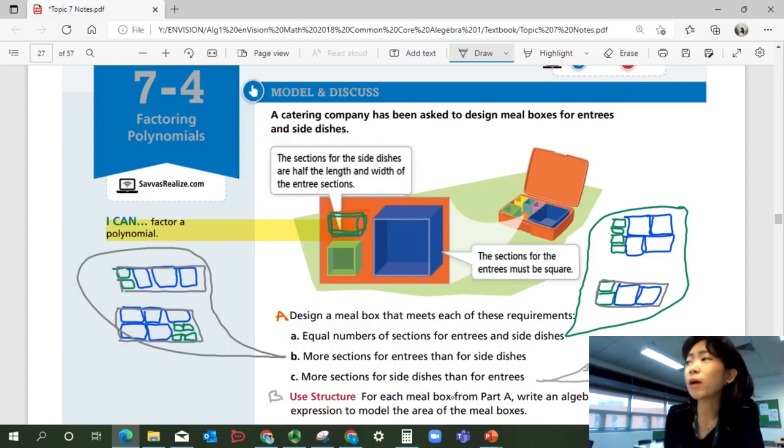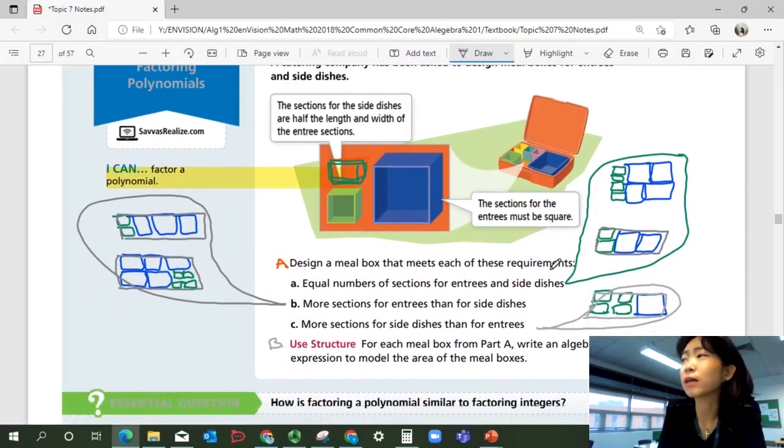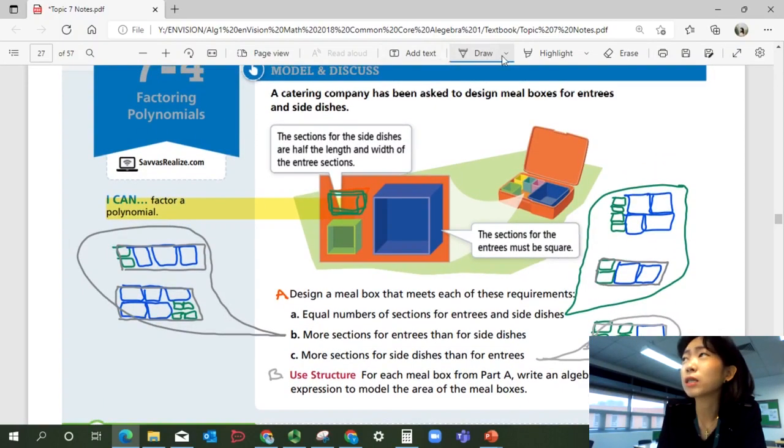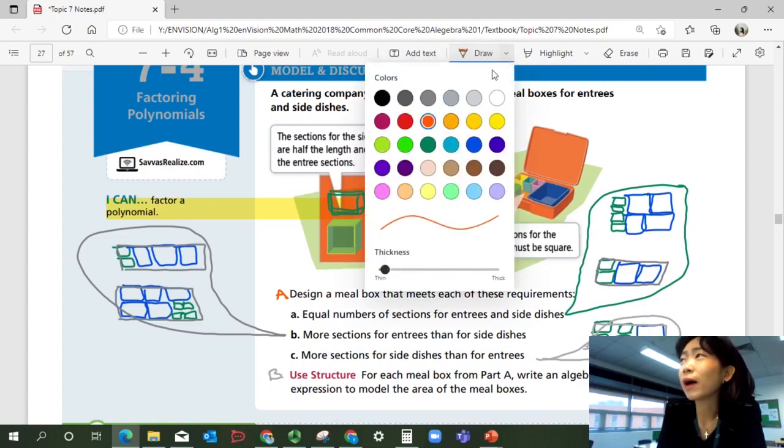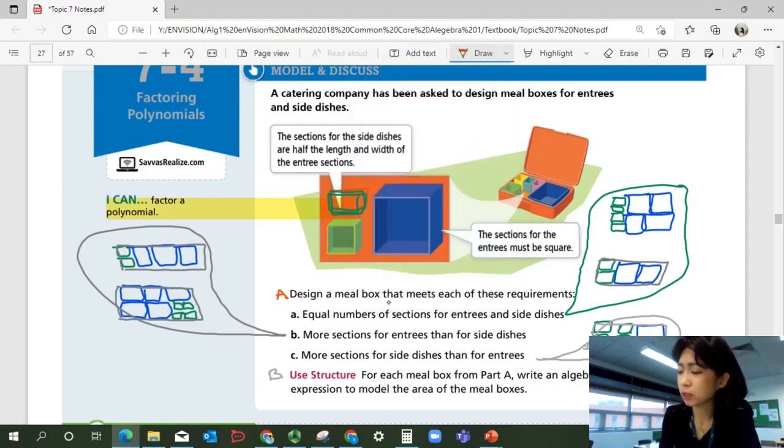So for each mailbox from part A, we're going to write an algebraic expression to model the area of the mailboxes. How do we write these as an expression? What if the bigger mailboxes are representing x, right? And then the smaller one, side dishes, would be ones, just like our algebra tiles.